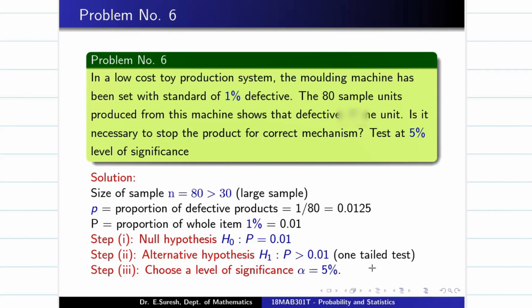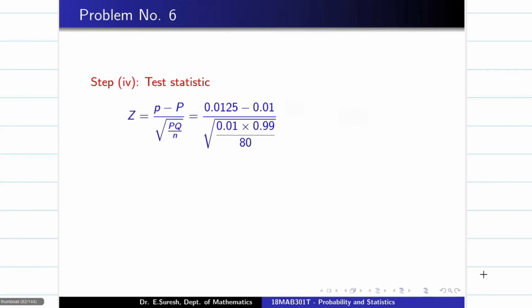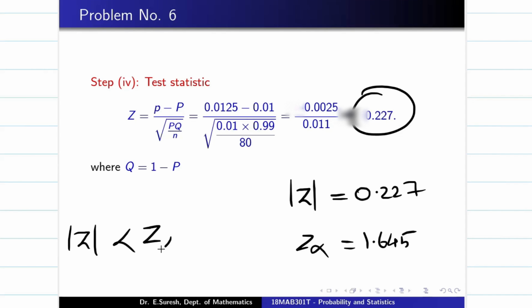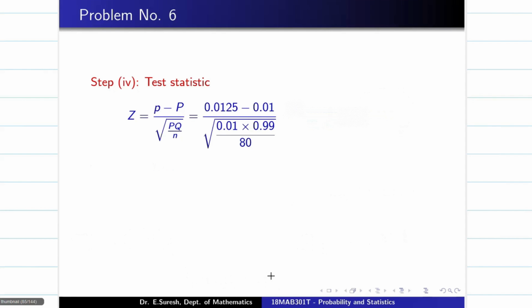So alpha is 5%. So one-tail test, because it is greater than. So immediately I can write 1.645. After this, nothing, guys. Just substitute the value. So it is negative. I'll take mod Z is equal to 0.227. Z alpha is equal to 1.645. So mod Z is less than Z alpha, accept H naught.